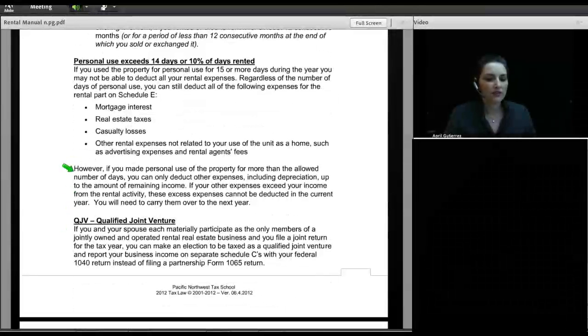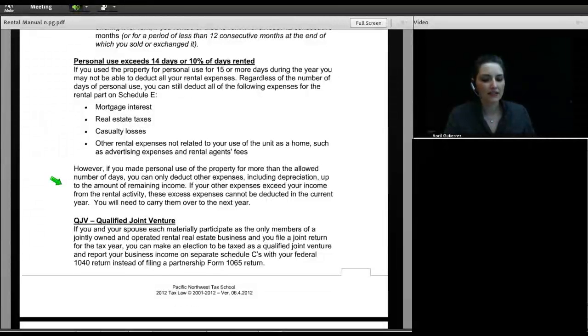However, if you made personal use of the property for more than the allowed number of days, you can only deduct other expenses, including depreciation, up to the amount of remaining income. If your other expenses exceed your income from the rental activity, these expenses cannot be deducted in the current year. You will need to carry them forward over to the next year.